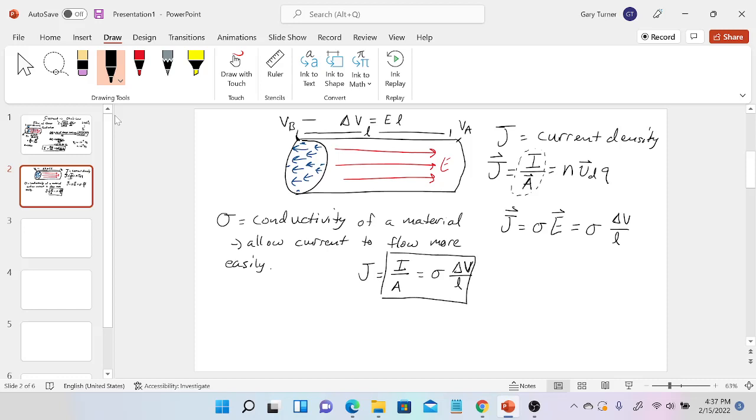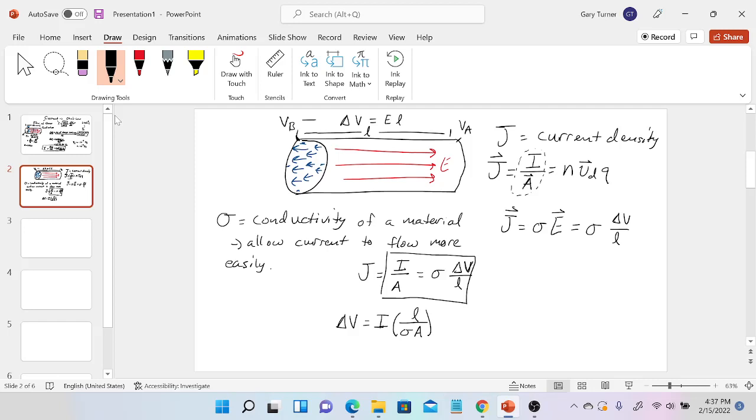Now what I can do is look at this equation, and I essentially want to develop a relationship between delta V and I. And so what I can do then is say delta V is equal to I times the length divided by the conductivity times the cross-sectional area, right?